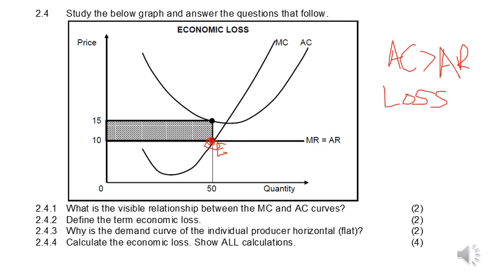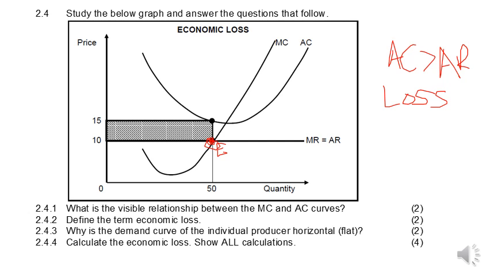2.4.3, why is the demand curve of the individual producer horizontal? Remember, the demand curve is your revenue curve or your average revenue curve. So the average revenue curve of a perfect competitor is flat because they are price takers. They cannot influence the market price because there are so many competitors that not one of the competitors has enough influence to influence the market price.